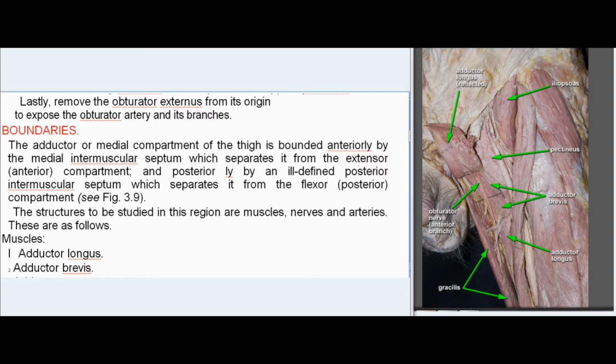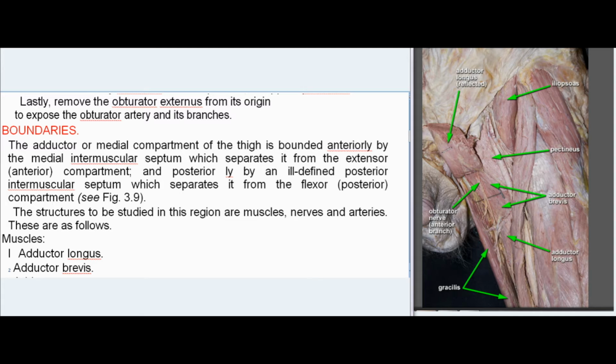Boundaries. The adductor or medial compartment of the thigh is bounded anteriorly by the medial intermuscular septum which separates it from the extensor, anterior, compartment, and posteriorly by an ill-defined posterior intermuscular septum which separates it from the flexor, posterior, compartment. The structures to be studied in this region are muscles, nerves, and arteries.